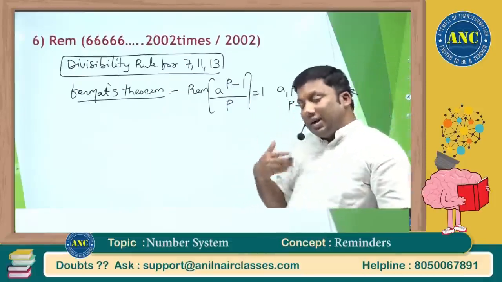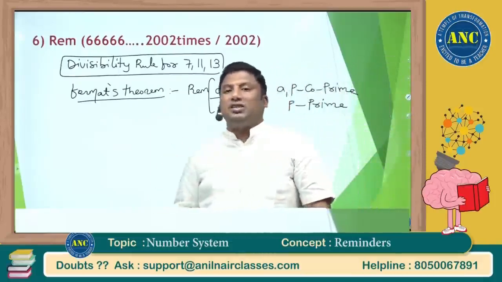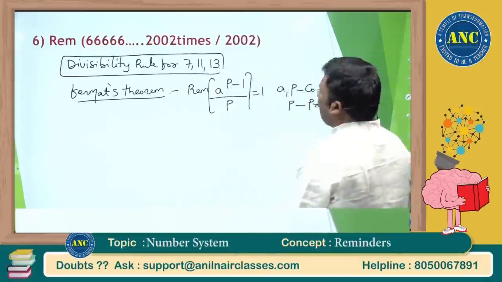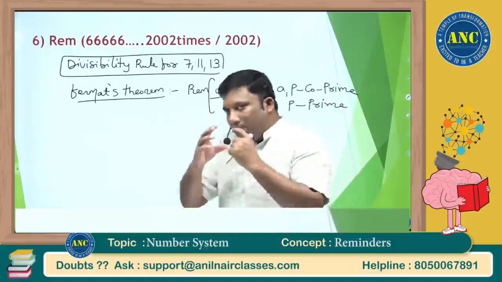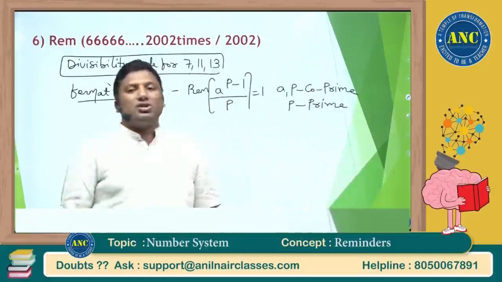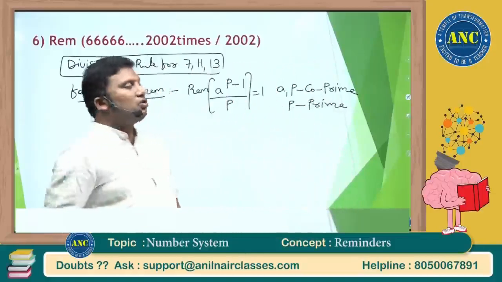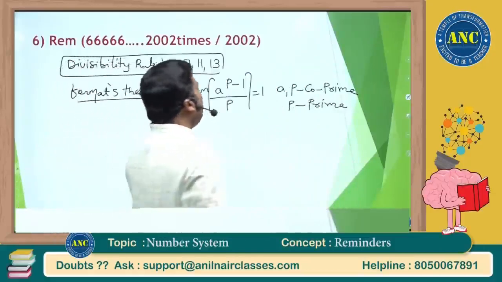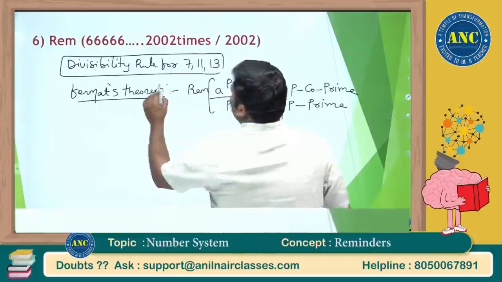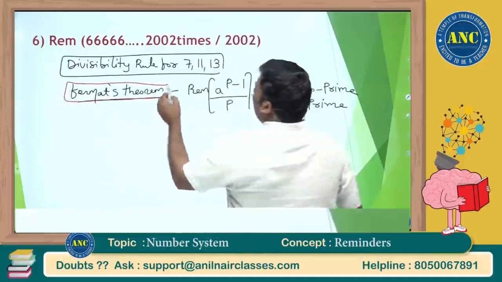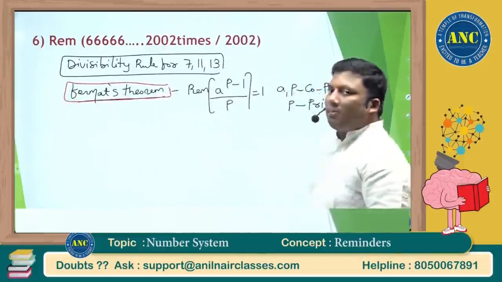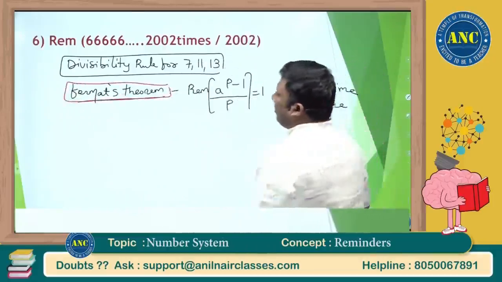In case you have not seen the previous 3 sessions, I would request you to watch them. Then you will understand the entire topic. Remainders is one important subtopic in number system, and I am trying to complete it comprehensively. Fermat's theorem states, a power p minus 1, when divided by p, leaves remainder 1, where a and p are coprime and p is a prime number.